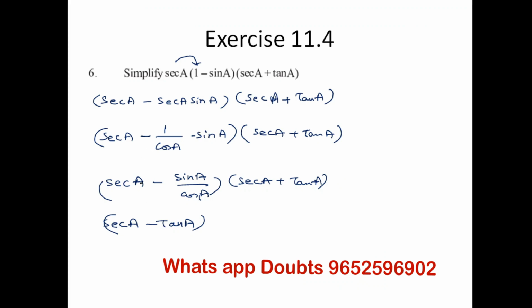So this can be written as an A, isn't it? So what is left out? Secant A plus an A is left out. Okay. So this is left out, right?